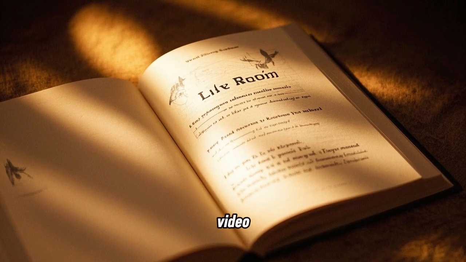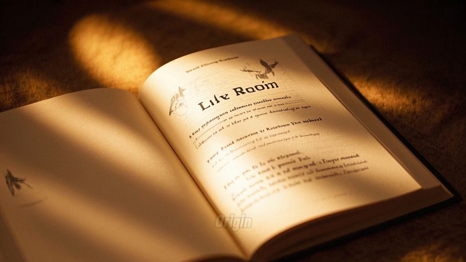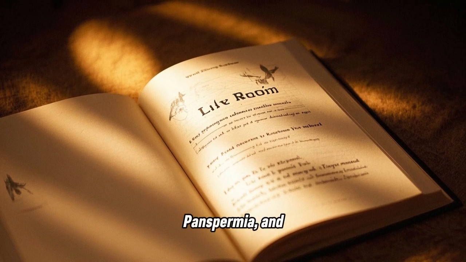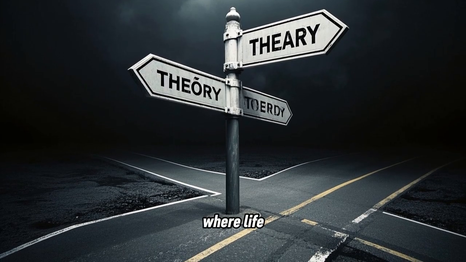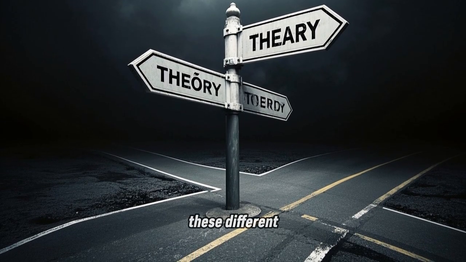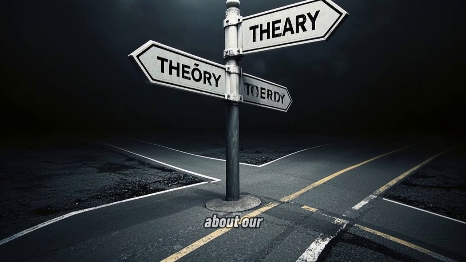In this video, we will look at the three main theories for the creation of life on Earth: natural origin, panspermia, and special creation. Each theory gives a different answer to the question of where life came from, and understanding these different approaches helps us appreciate the complexity of this fundamental question about our existence.